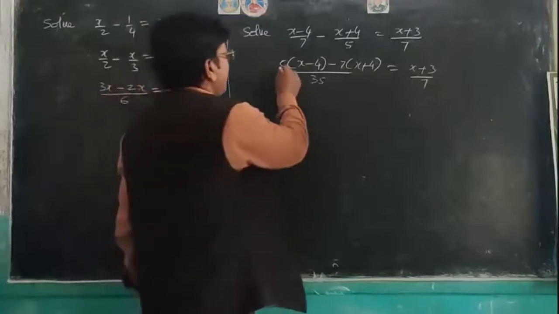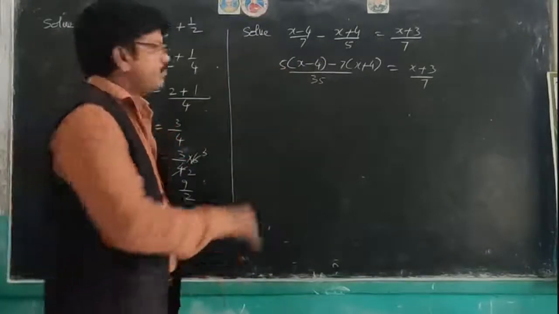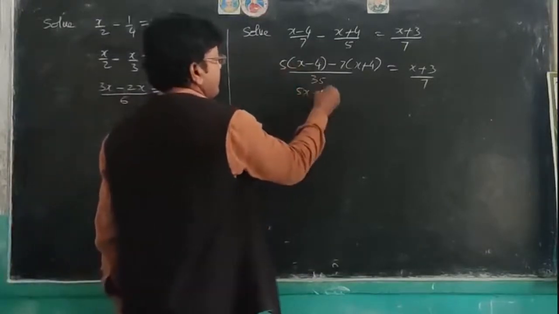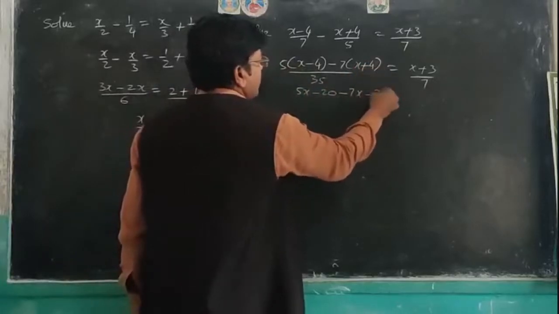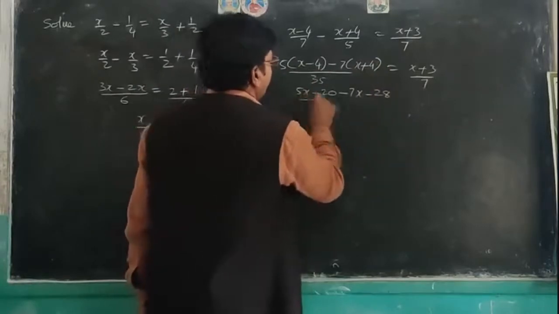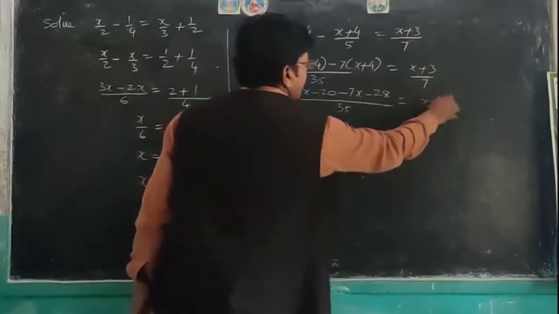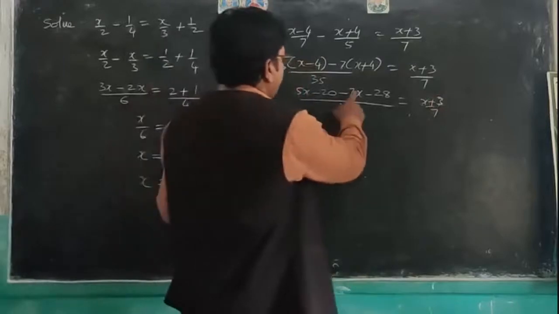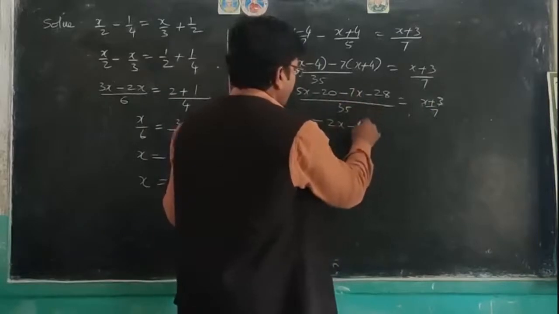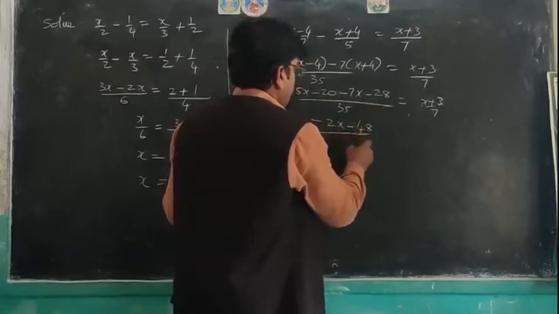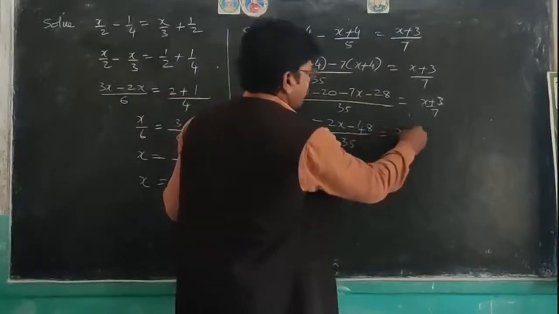Next, multiply with 5: 5x minus 5 4s are 20, minus 7x minus 7 4s are 28, by 35, equals x plus 3 by 7. 5x minus 7x is minus 2x, minus 20 minus 28 is minus 48, so minus 2x minus 48 by 35 equals x plus 3 by 7.